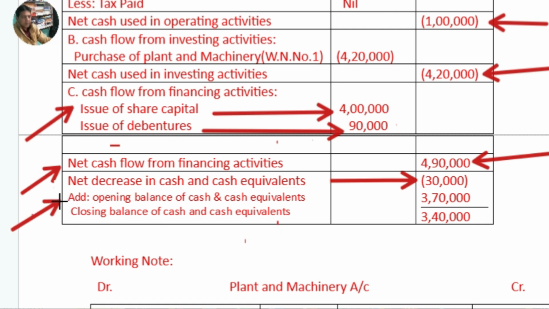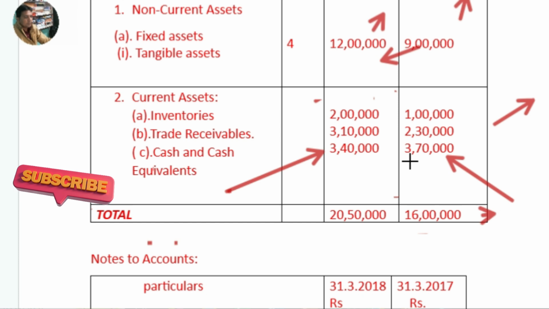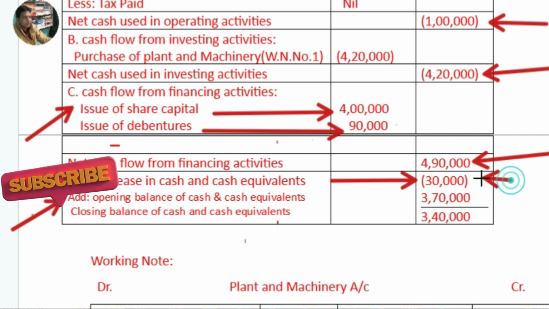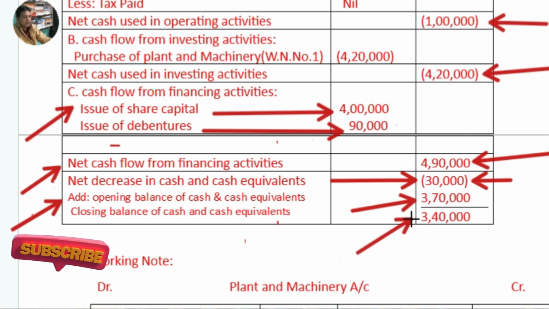And next, add opening balance of cash and cash equivalent 3,70,000. The balance of 2017 cash and cash equivalent, this balance 3,70,000, and after giving effect to this value, we will get 3,40,000. 30,000 is the minus, 3,70,000 is the plus. So plus minus minus, the balance is 3,40,000. So this represents the closing balance of cash and cash equivalent.